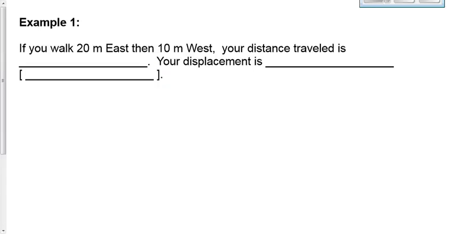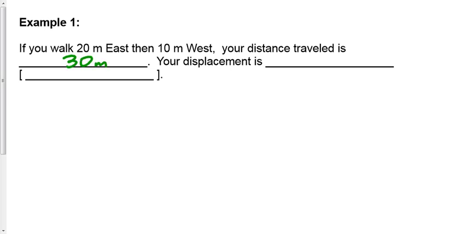Example number 1 says, you walk 20 meters east, then you walk 10 meters west. What's your distance and what's your displacement? Well, distance isn't very hard right now, right? What's my distance traveled here? I walk 20, then I walk 10. What's my distance traveled? 30 meters, right? Got that? 30 meters.